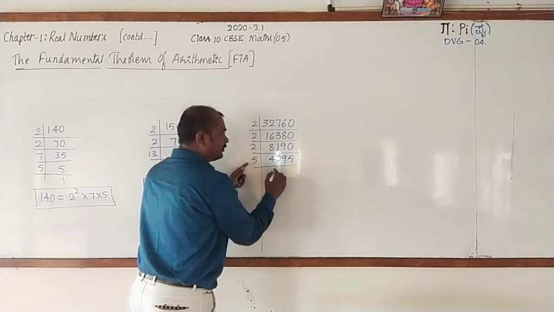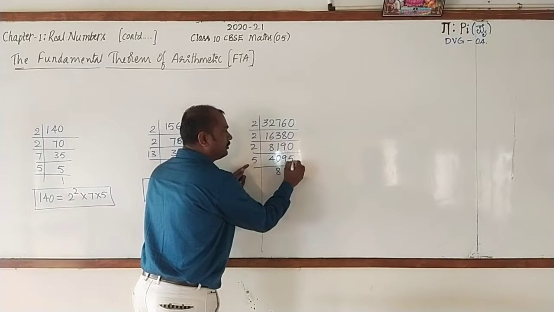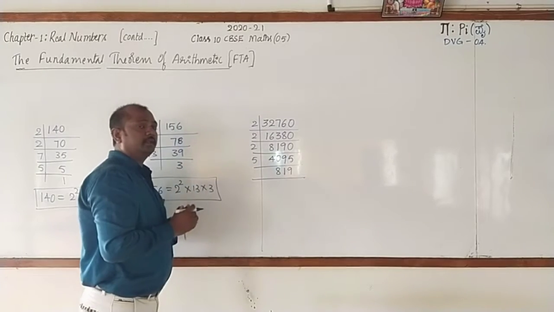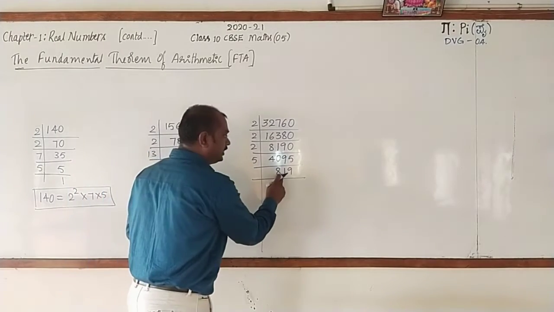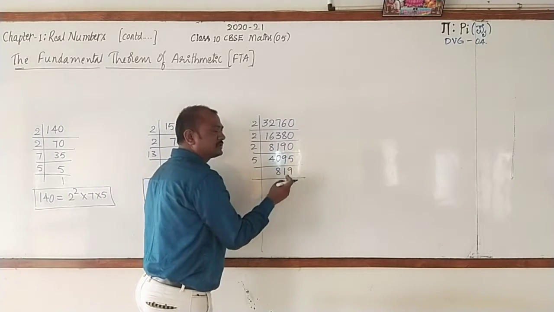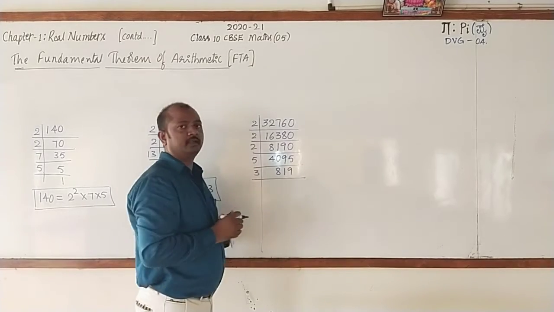5, how much of 40? 8s are 40. 5 1s are 5, 4 will remain, 45. 5 9s are 45. 819, from which number can it be divided? See that, 8 plus 1 plus 9. 8 plus 1 is 9, 9 plus 9 is 18. 18 is a multiple of 3. Hence, it can be divided by 3.